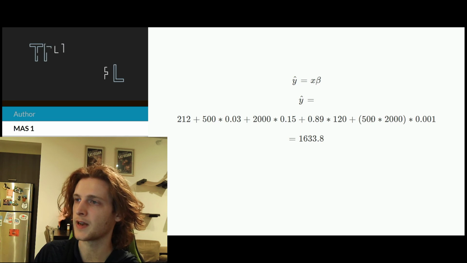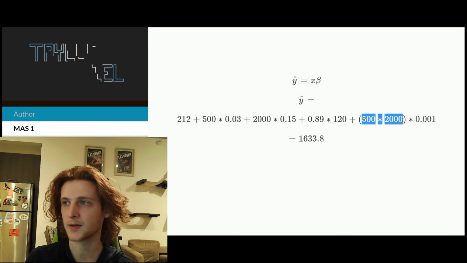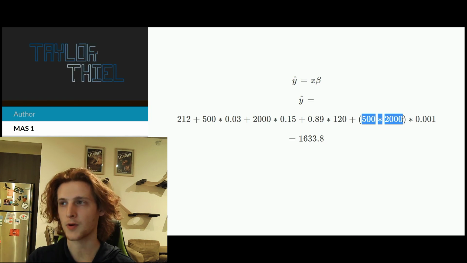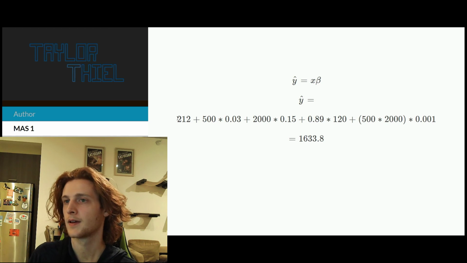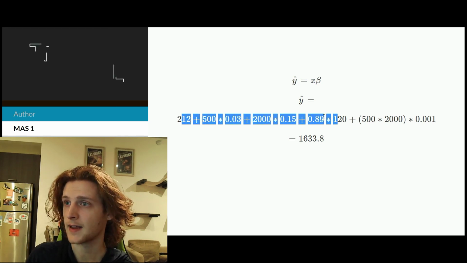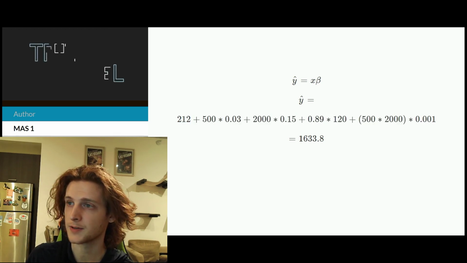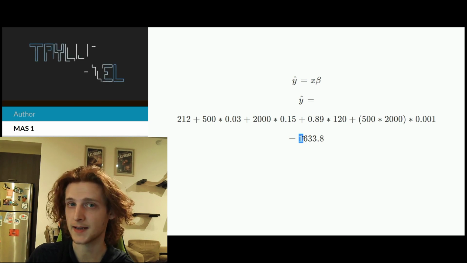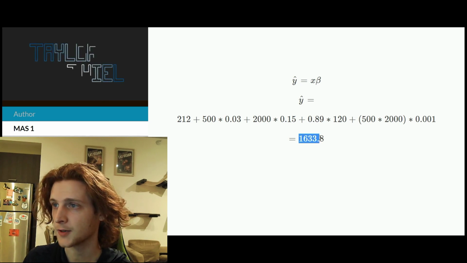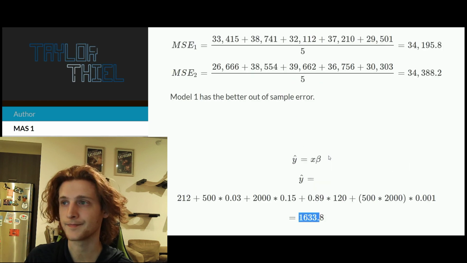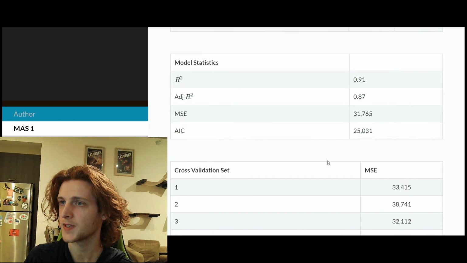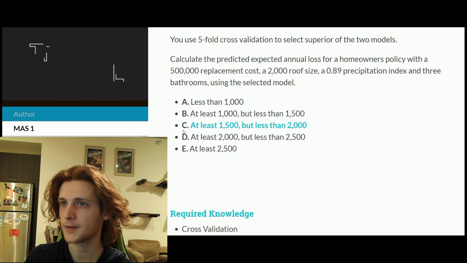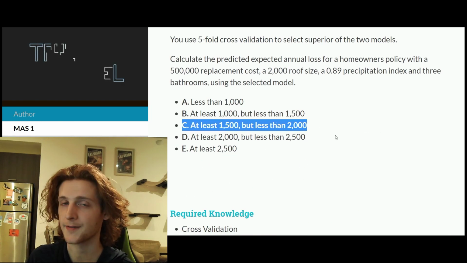So when you have an interaction between two numeric terms, all you're going to do is multiply those two values together, and then that product multiplied by their corresponding coefficient. So once we multiply all this out and add it all together, we get a final prediction for Model 1, which is our selected model, of 1,633.8. Scrolling up, we see that falls in the range of C. So that's our final answer.